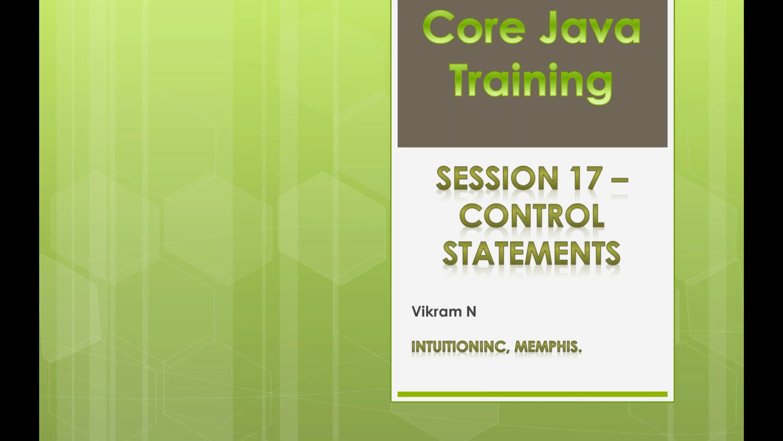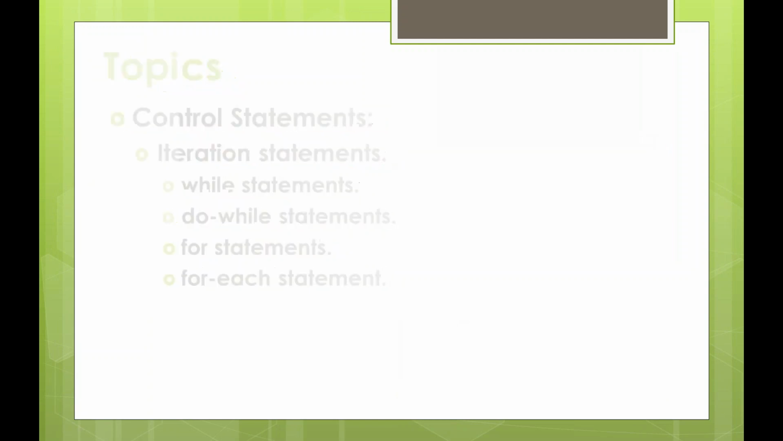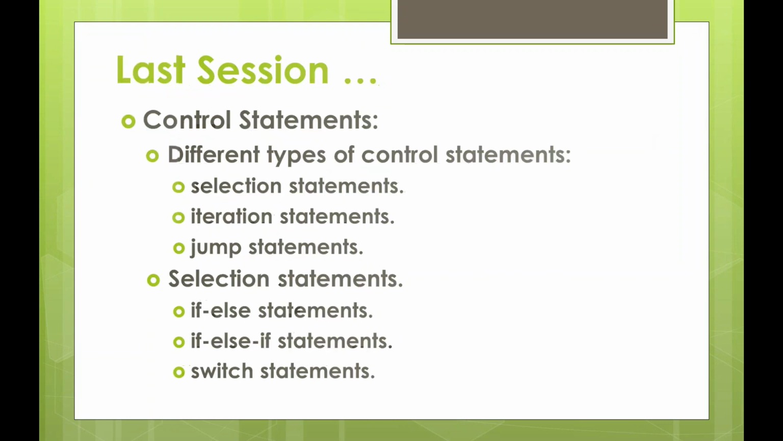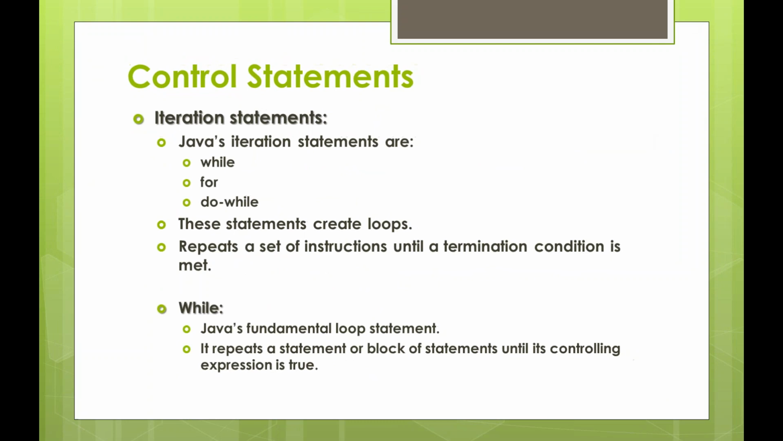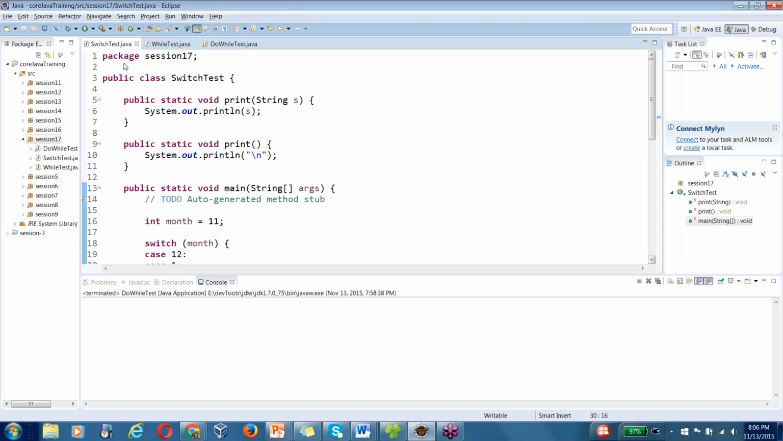So yesterday we saw selection statements. Today we'll continue the control statements with our iteration statements. So today we will see while statement, do while, for and for each statement. And yesterday we saw if statement, that is our selection statement, if else, if, and switch statements. Before we continue with our iteration statements, we'll see an example of switch statement. So here is the example.